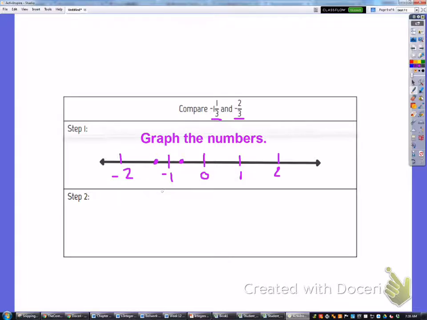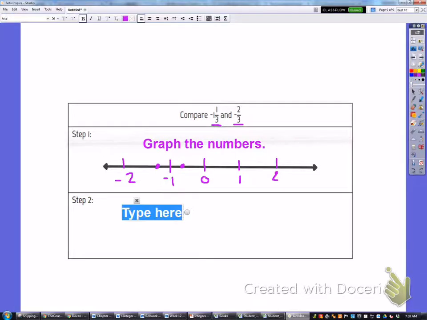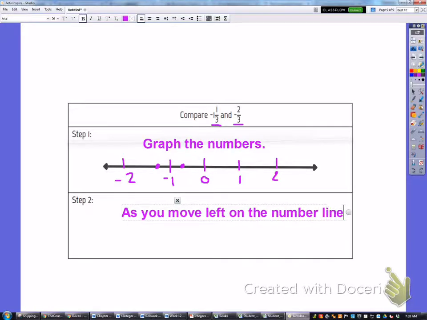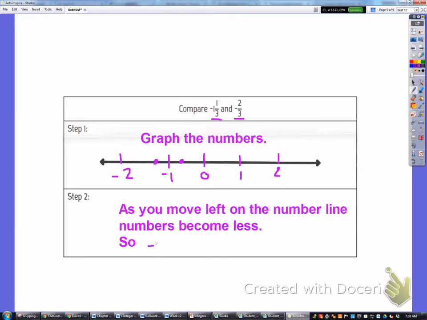And so we need to remember that as you move left on the number line, numbers become less. So I'm going to go ahead and write this just because I think it will be easier. So -1 and 1/3 is less than -1/3.